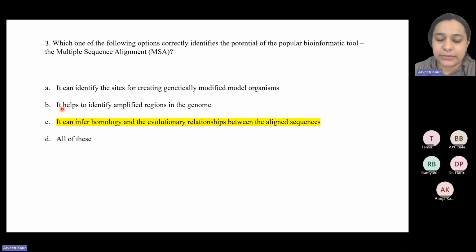So yes, the correct answer to this indeed was that it can infer homology and evolutionary relationships between aligned sequences, right?